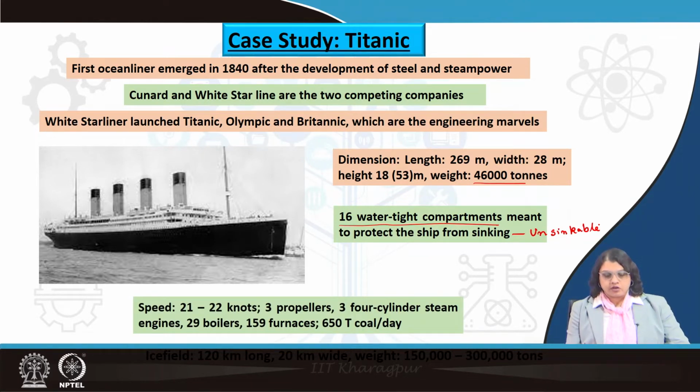Before that, let me also give you some more statistics. The speed of the ship is very high, more than 20 knots, around 21 to 22 knots, which is quite high, particularly in those days. It has 3 propellers which are working. We can see here the 4 pillars, out of which 3 are working and 1 is for show, just to maintain the design. These are run by 3 4-cylinder steam engines. There are 29 boilers for this and 159 furnaces. So, these are just numbers, and you can imagine how big the structure is.